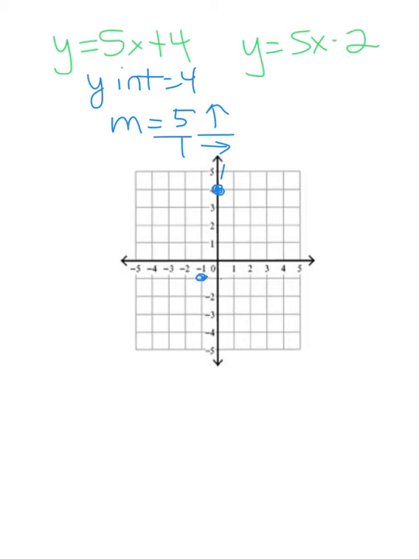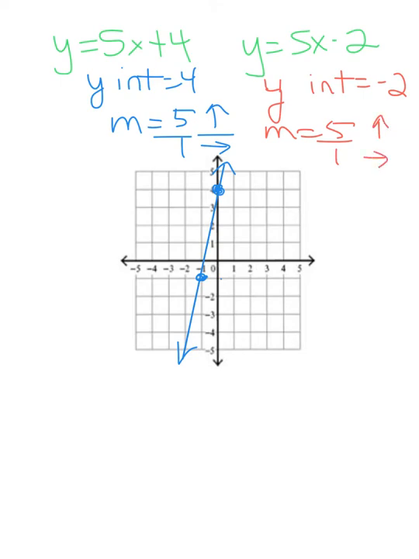Now I'm going to graph my line, put my arrows on the end, and I'm ready to graph my next line. So I have my y-intercept is equal to -2, and my slope is equal to 5/1. So again, I'm going up 5 to the right 1. So I start at -2, and I go up 5, 1, 2, 3, 4, 5 to the right 1. Graph my line. Arrows on the end.